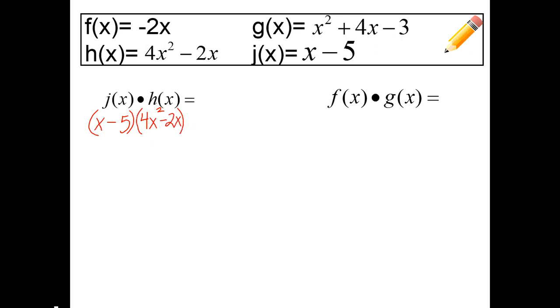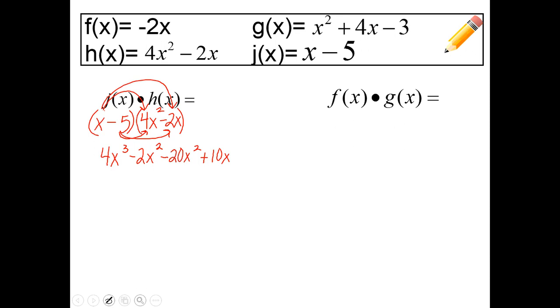minus 2x. Now remember, in Algebra 1, you would take these and you would distribute these. Okay, double distribute, sometimes you call it FOIL, depending on your Algebra 1 experience. X times a 4x squared here gives me 4x to the third. And now we're going to take an x times the negative 2x. That's negative 2x squared. And now we need to take that negative 5 times the 4x squared, negative 20x squared. And the negative 5 times negative 2x is positive 10x.